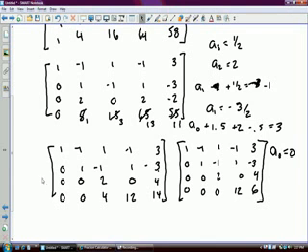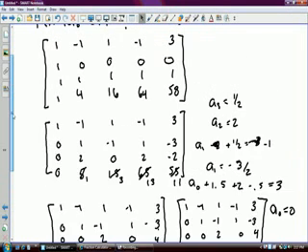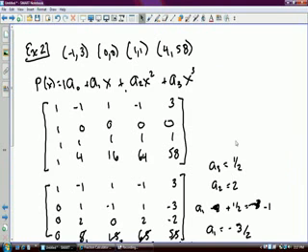So the polynomial that I wanted is going to be the polynomial, let's see here, P of X. Nothing for A naught. A1 was negative 3 halves, so negative 3 halves X, plus A2, which is 2, X squared, plus 1 half X cubed.